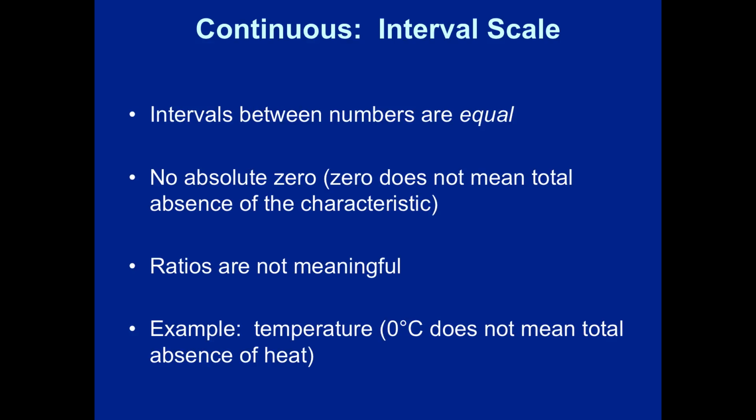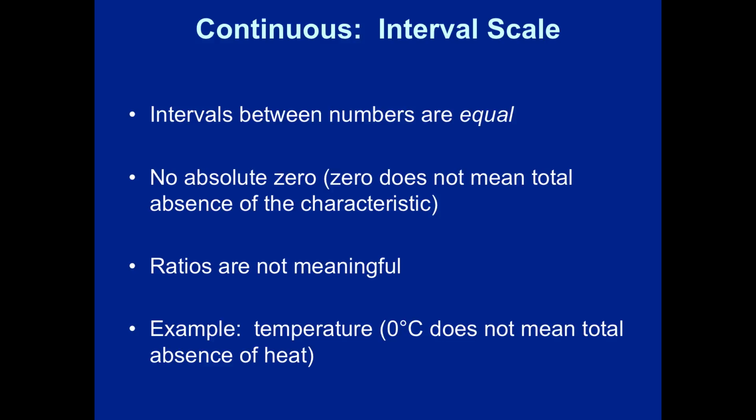And then interval is broken down. So the interval between numbers in this interval scale is equal. So that interval between them is an equal interval. There's no absolute zero. So what that means is that 0 doesn't mean that there's none of that characteristic. So if we look at weight, 0 means you have no weight. So that would not be an interval scale because if you weigh 0 pounds, you don't have a weight, which isn't real, but you kind of get it.